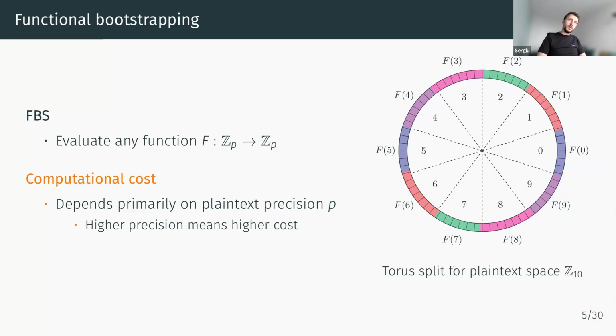So on the right, you have an illustration of an input message space, which is inside the circle, and outside the circle you have an output of a functional bootstrapping. So here you see a plain text space with 10 messages. The input has a value from 0 to 9, and the output will be the evaluation of a function f on these values.